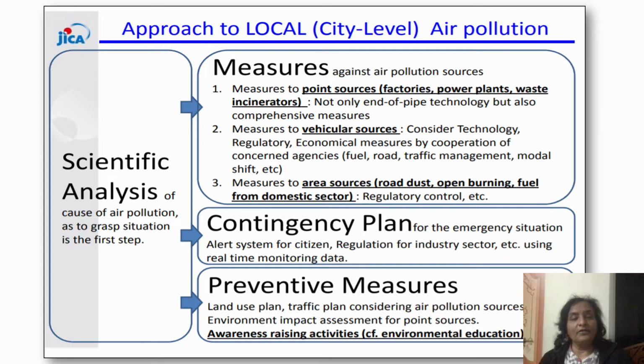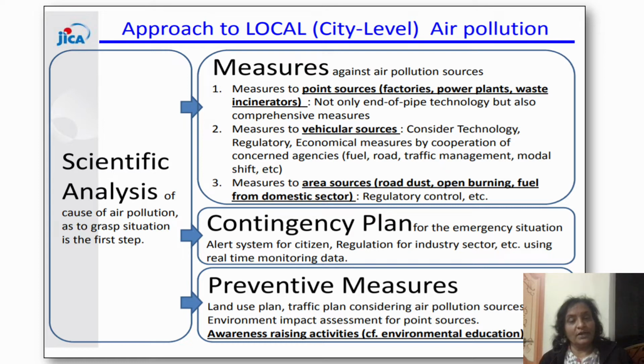After doing this study, we give mitigation options, that is the city action plan, with measures for point sources like power plants, waste incinerators, etc. Not only end of pipe but also some comprehensive measures like clean fuel, clean technology. Measures for vehicular sources consider technology, regulatory, and economical measures by cooperation of concerned agencies, like fuel change, road and traffic management and modal shift. Measures for area sources like road dust, open burning, fuel in the domestic sector, and regulatory approaches, etc. So these are some of the measures we give.